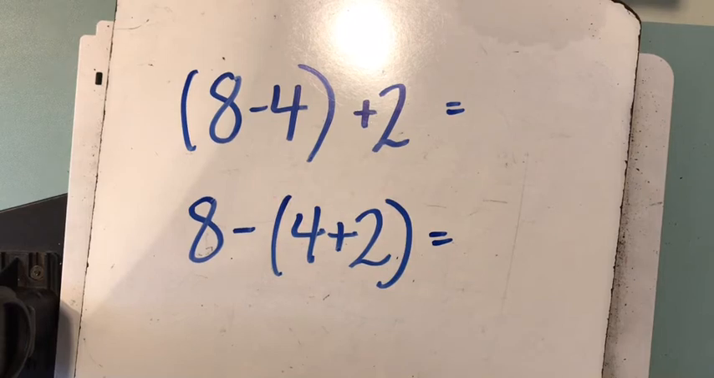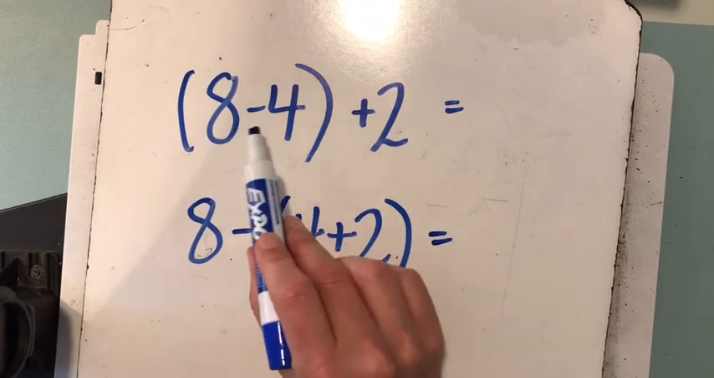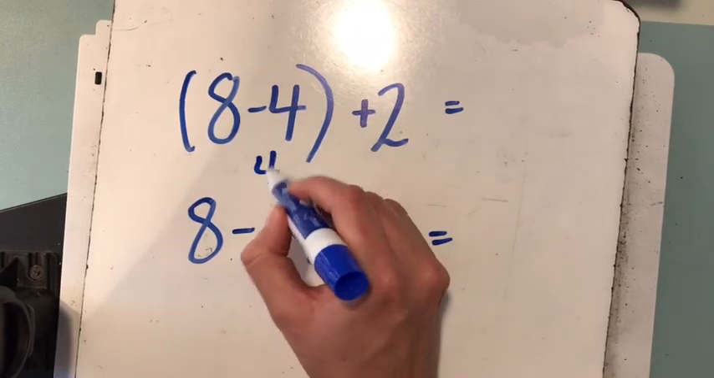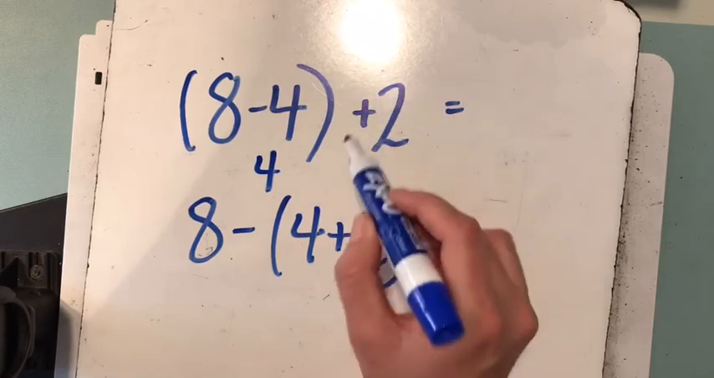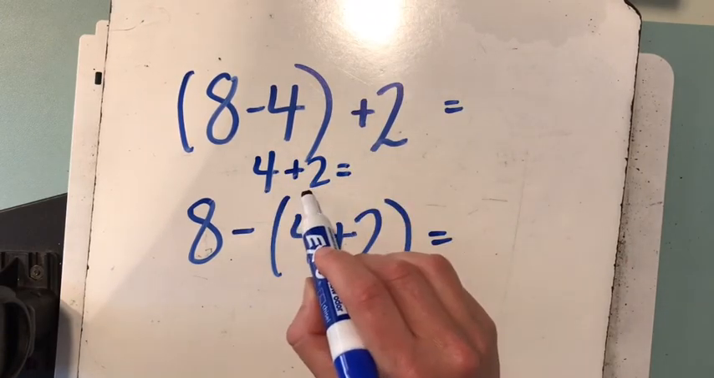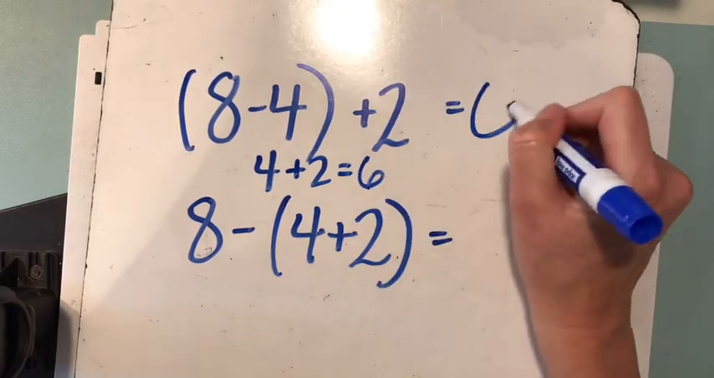All right, so we're always going to solve for the parentheses first, right? This top one, what's 8 take away 4? 8 take away 4 is what? It is 4. And then I still need to add this 2, so I'm going to add the 2 down here. 4 plus 2 is 6. So my answer here is 6.